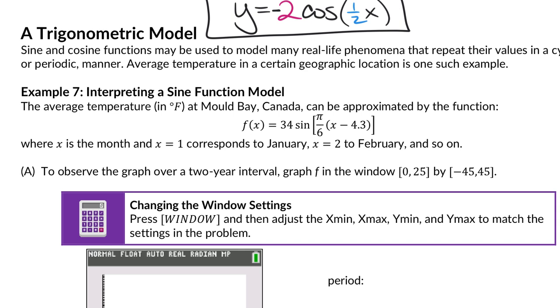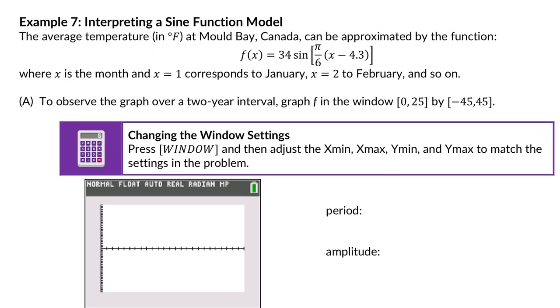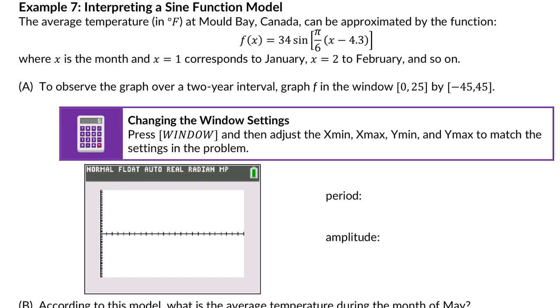To observe the graph over a 2-year interval, we're going to graph the window between 0 and 25 on the x-axis and negative 45 and 45 on the y-axis. This is something you may not have done before unless you took my AP Pre-Calc class last year. So on your calculator, first of all, make sure you're in radian mode, which if you reset your calculator, you are. We're going to go to y equals, and type in that equation: 34 sine of pi over 6, open parentheses, x minus 4.3, close parentheses, close parentheses. It is pi over 6, yes. I'm taking it straight off of here.